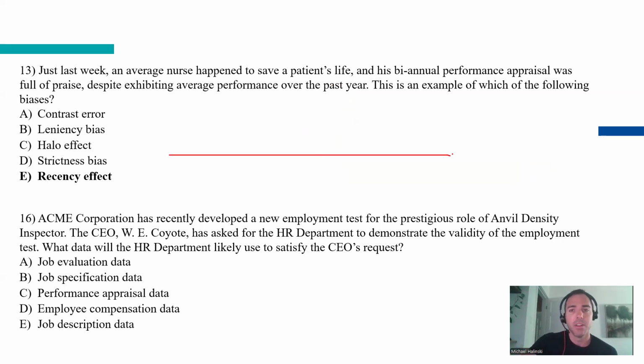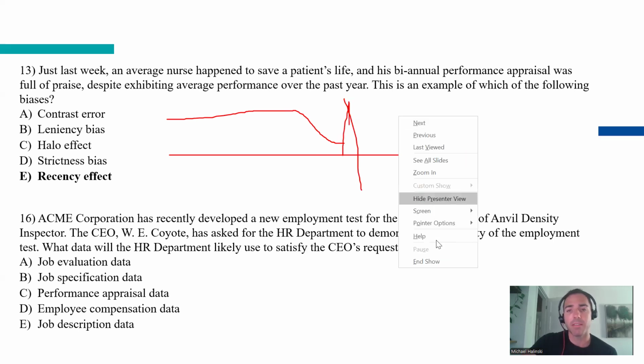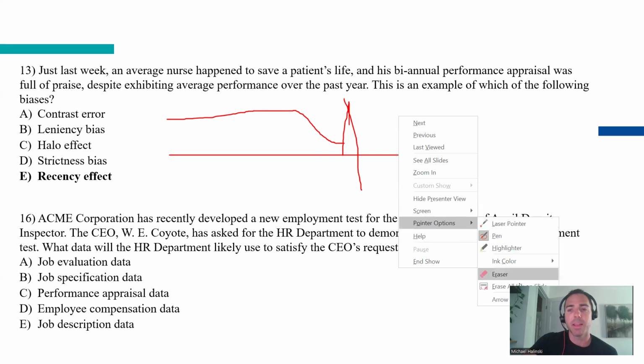Imagine if time is here and somebody's performance is here, and then somebody does something right when the evaluation is going to occur. So it could be negative or positive. In this case, it seems to have helped out the nurse.